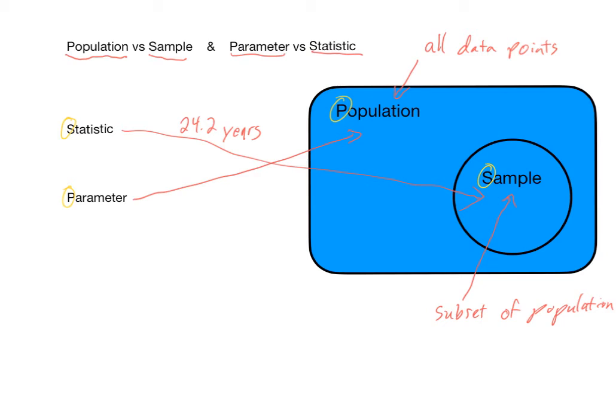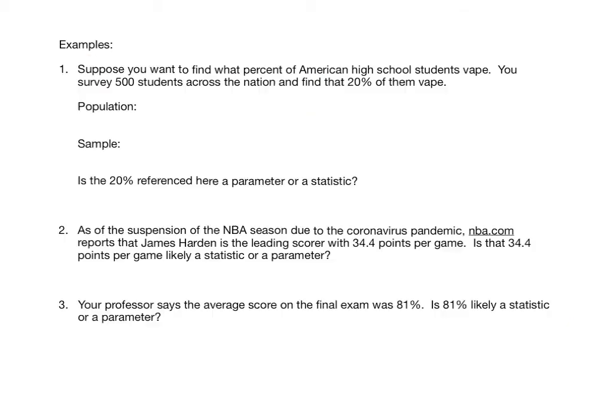So let's now take a look at a few examples where we have to distinguish between a population and a sample, and between a statistic and a parameter. Number 1 here, suppose you want to find what percent of American high school students vape. You survey 500 students across the nation and find that 20% of them vape. We want to write down what the population is and what the sample is first. So who are we interested in? Are they interested in me? So for example, do they want to know if I personally vape or not?